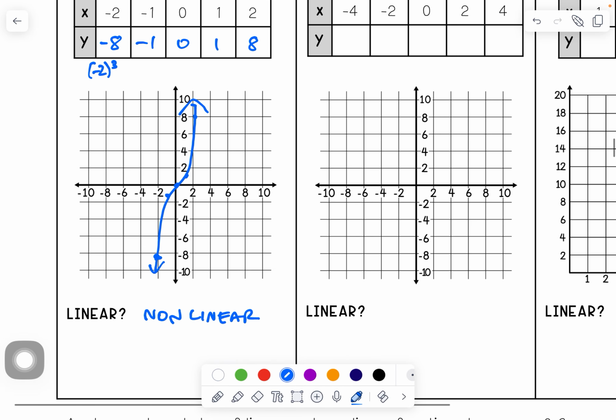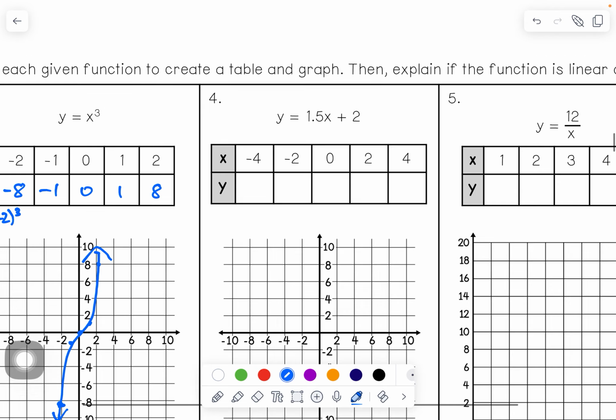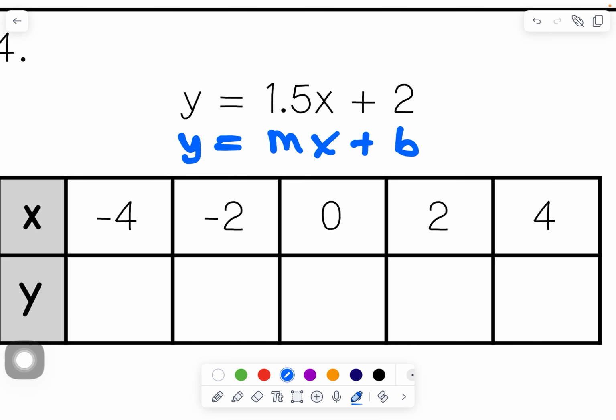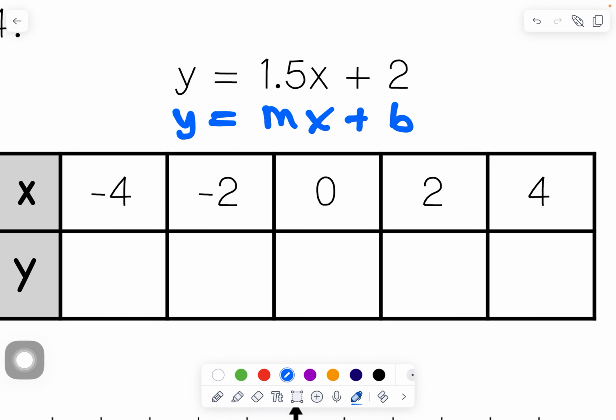All right, it's actually called a cubic because of the x cubed. All right, middle example here is linear, right? We have y = mx + b. Okay, so my m is 1.5, my b is 2. I can plug these numbers in to get the y values here.